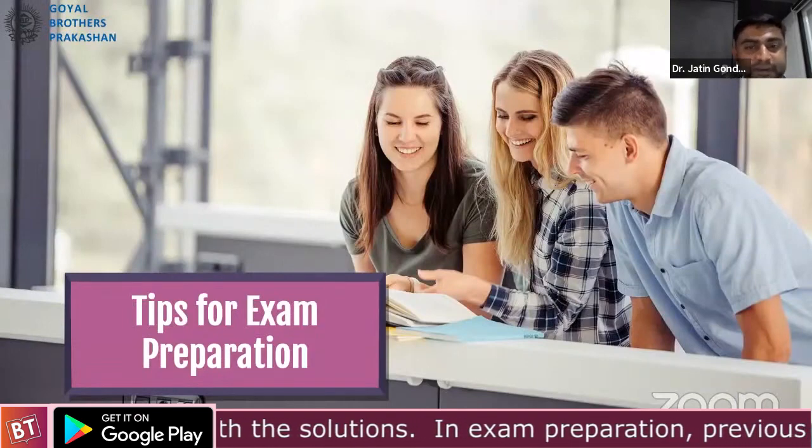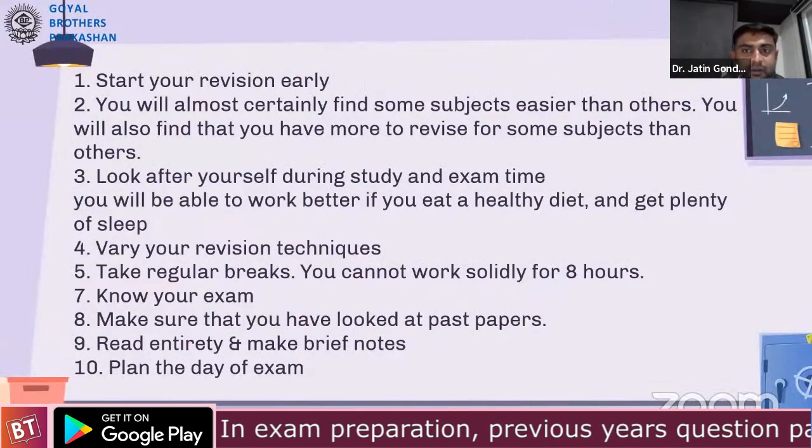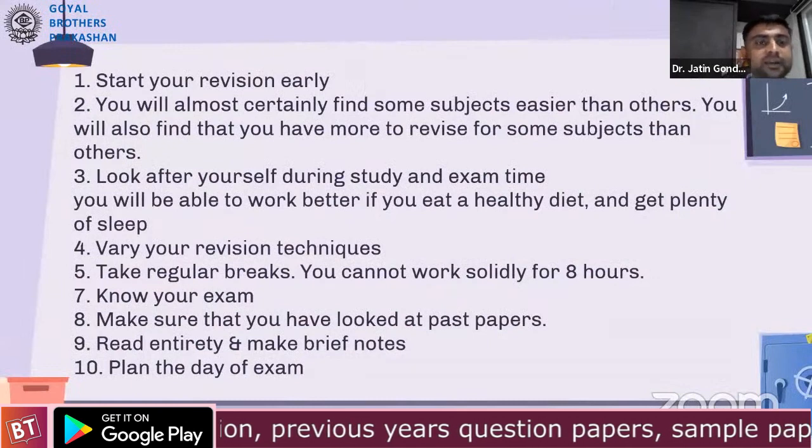Now, tips for exam preparation. As we know, you should start your revision early.